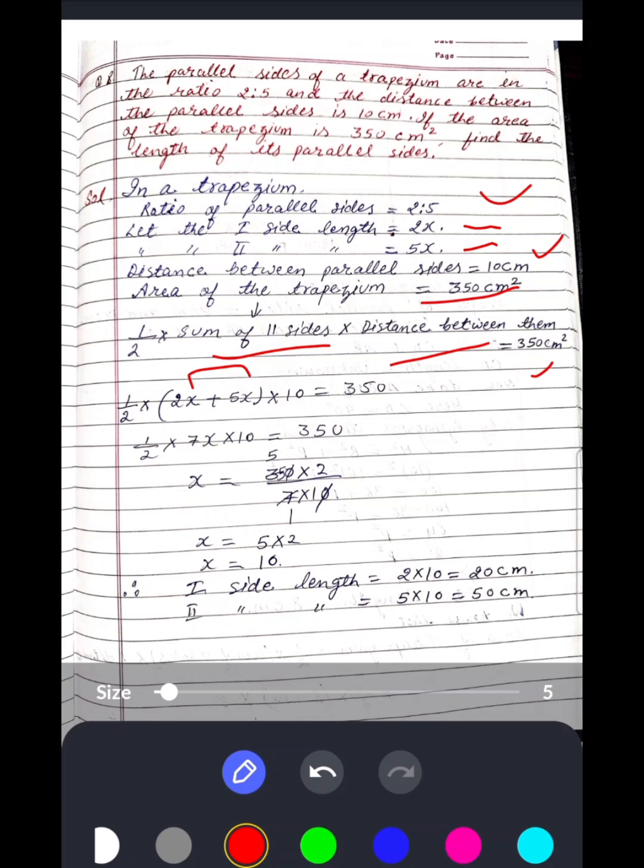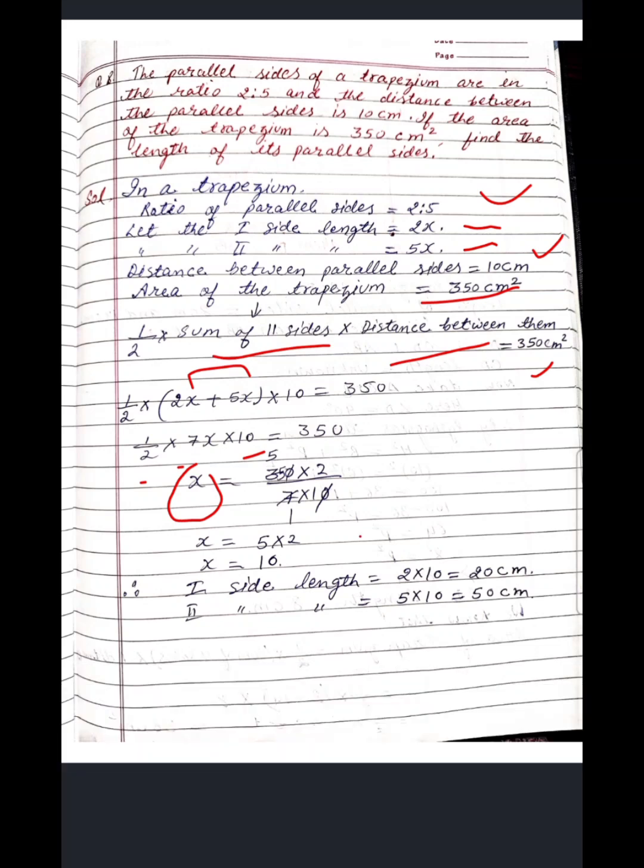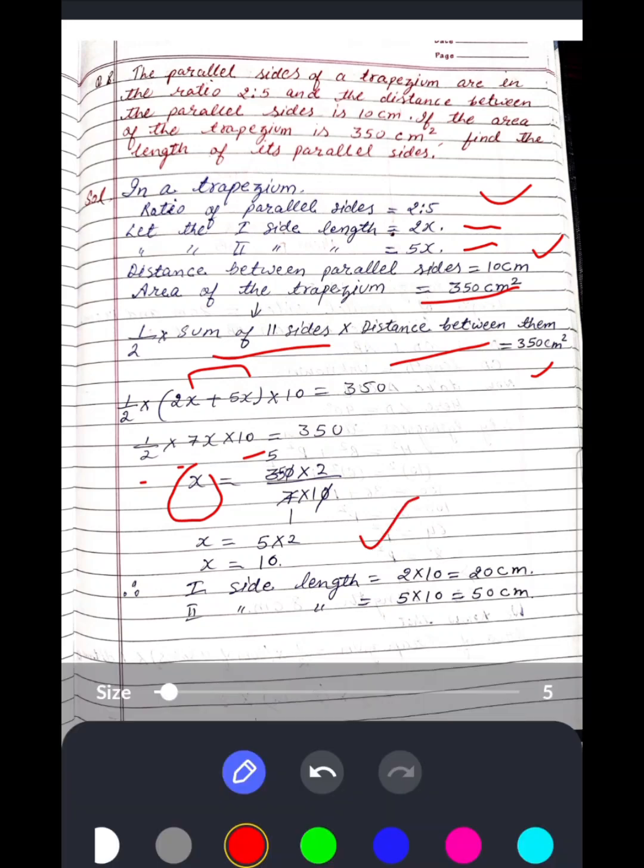This will be 7x, and we need to find out the value of x, so just take all these values to the other side. This will be 350 will go up and the remaining values will go down. Perform the cutting method, and after this calculation we are going to get x is equal to 10. So what is going to be the length of the first side? It will be 2 into 10, that is 20 centimeter, and the second side length is 50 centimeter.